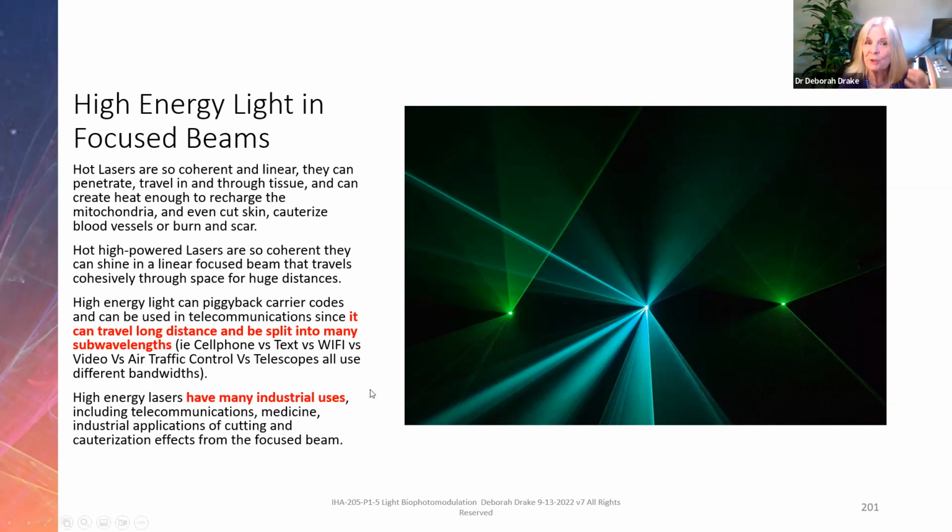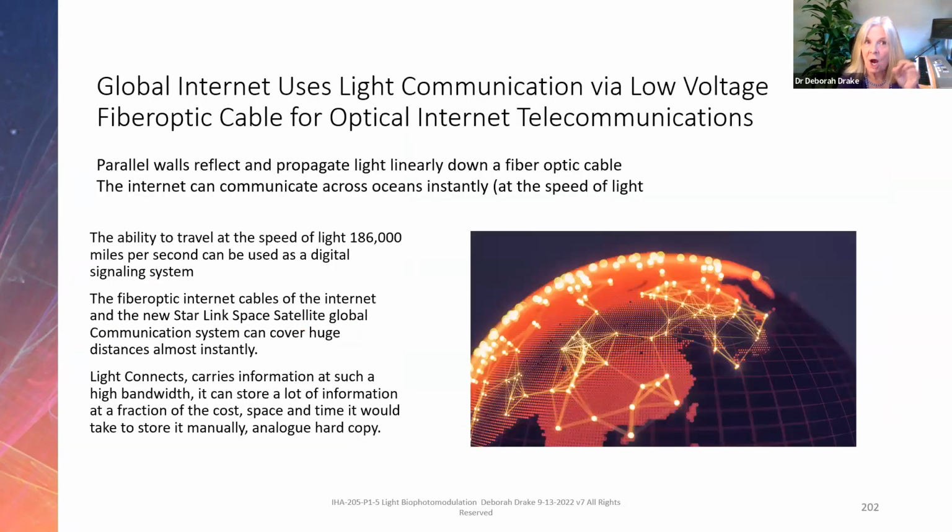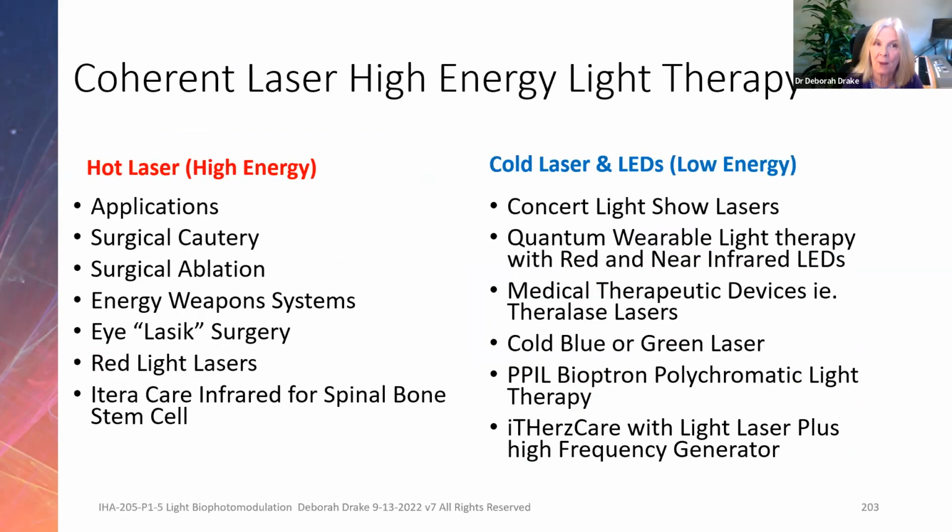So there are many industrial uses for light in telecommunications and in medicine. And remember, the more focused the beam, the more it can cut. So beware of that. Our global internet light communication system is going to be built on a very low voltage fiber optic cable to allow fiber optic telecommunications without supposedly hurting the head with all the 5G magnetic field soup that we've been exposed to. So I believe that the future will be something more along fiber optics.